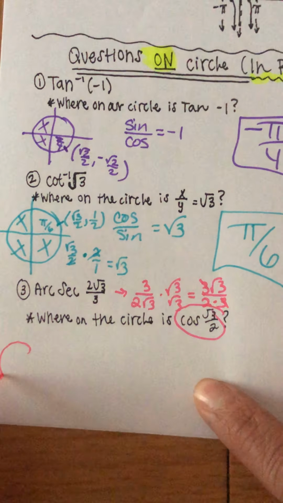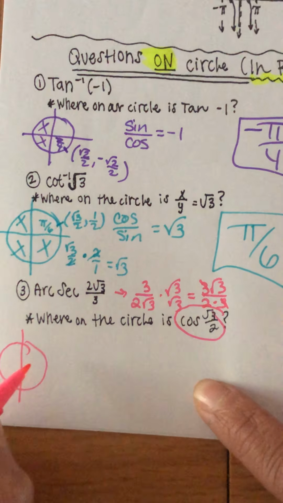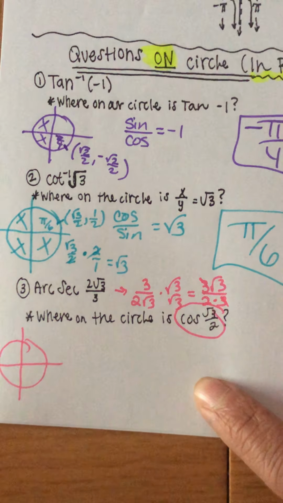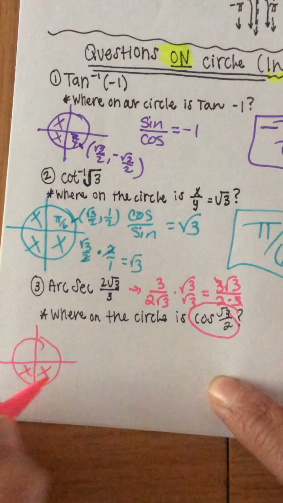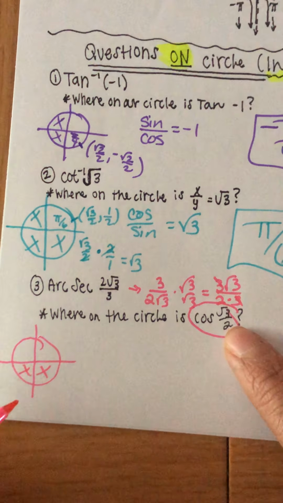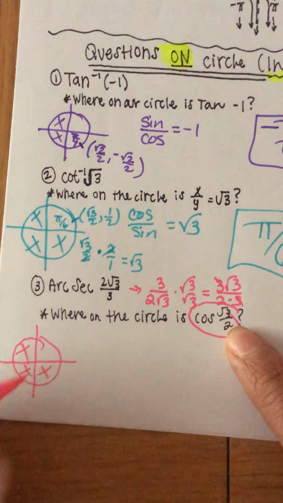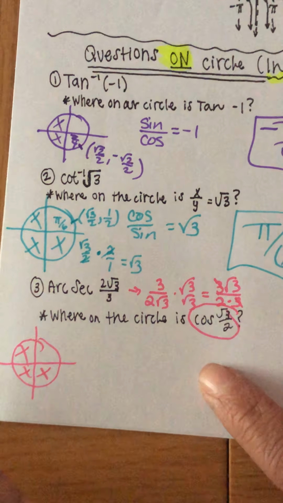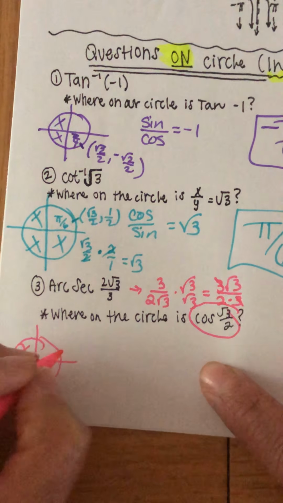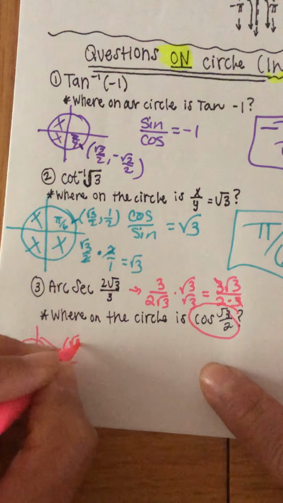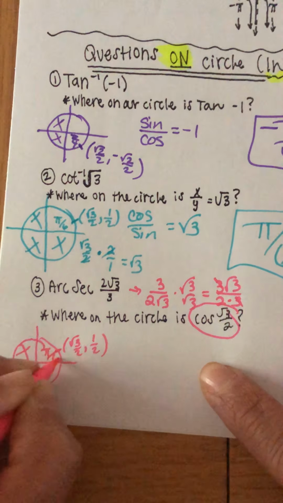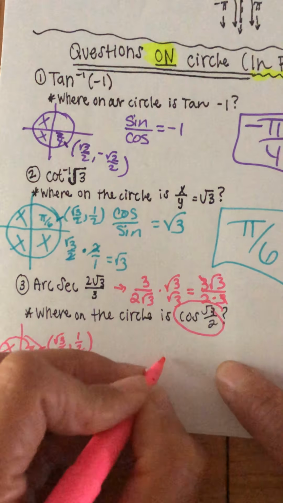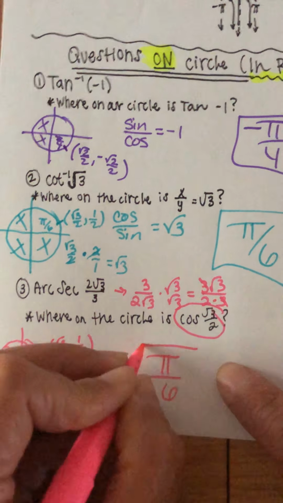Okay, so cosine, well, where is that going to be? Cosine is in the top half of the graph, so it won't be in the bottom half. And this cosine is positive, which means that we're not going to be in that second quadrant, so I'm in the first quadrant there. And let's see, when the cosine is square root of 3 over 2, the sine is 1/2, and that is the pi over 6 angle again. So this answer is also pi over 6.